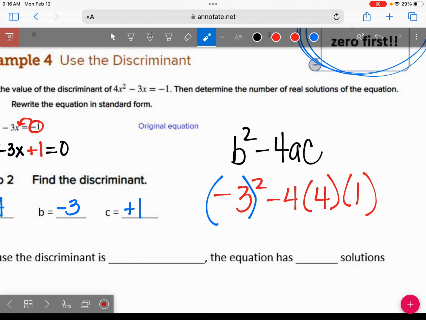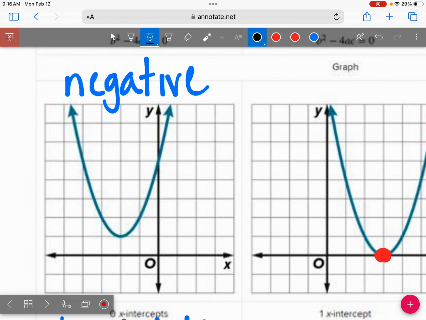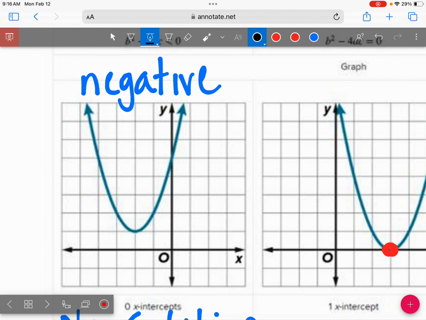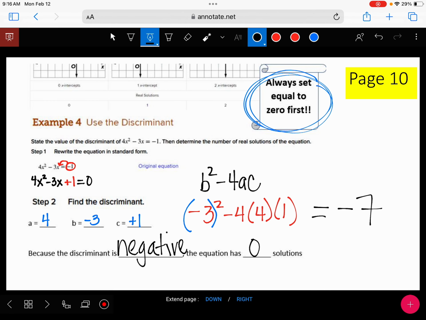So what did we get? We got -7. So because it's negative, what does that mean? How many solutions am I going to have? None. So whenever it's negative, that means you have a parabola that does not touch the x-axis. So there are 0 solutions. So today we're just finding the discriminant. We're not doing the whole quadratic formula. We're just finding the discriminant.